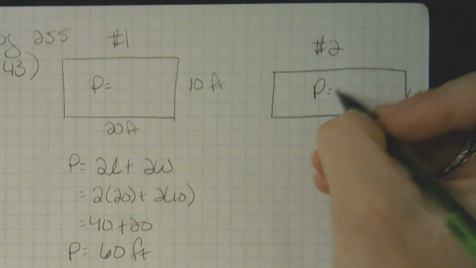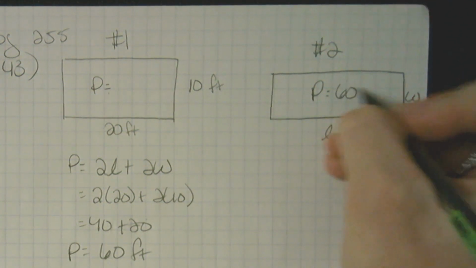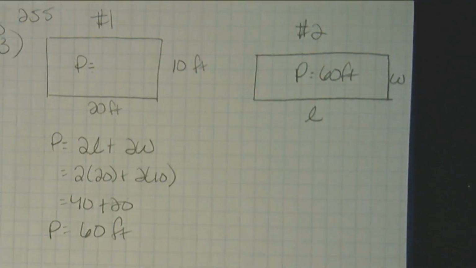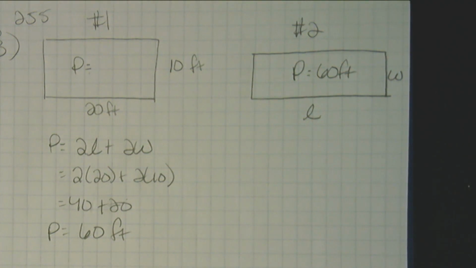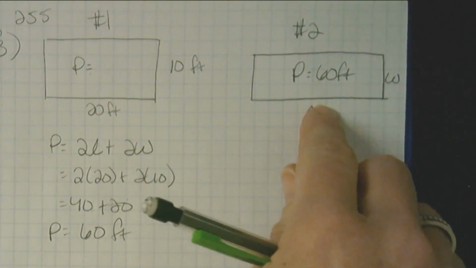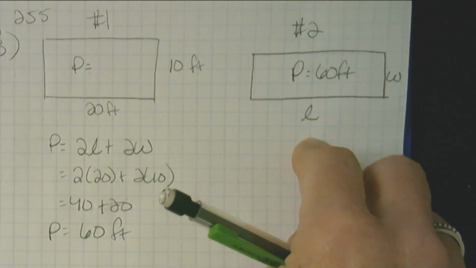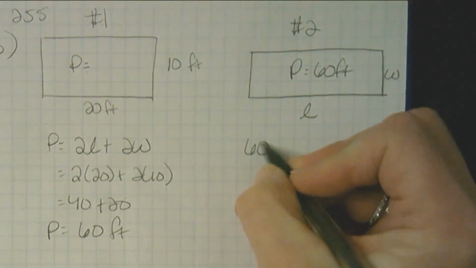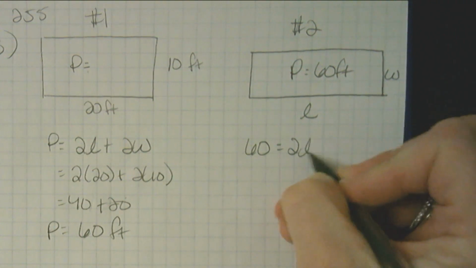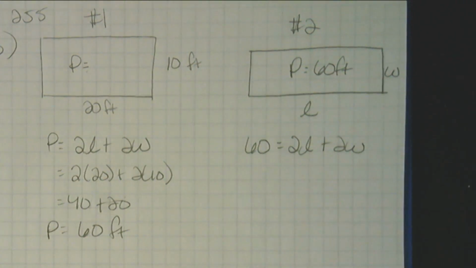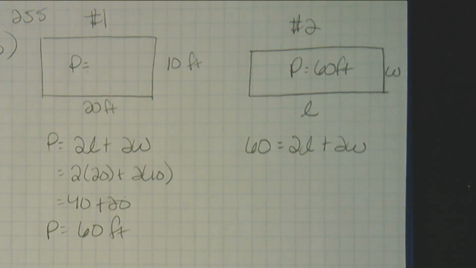And we know that the perimeter of the second rectangle is going to be the same perimeter. So Rita, are you cool with that? Okay, so now I can set up an equation for the perimeter of my second rectangle. So I have 60 is equal to 2L plus 2W. So there is my standard form, where L and W are like X and Y.